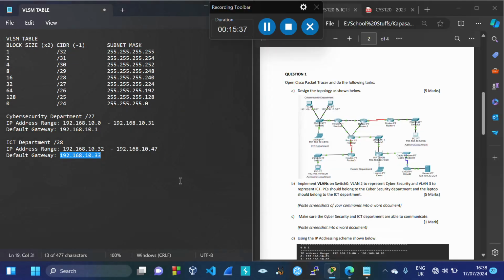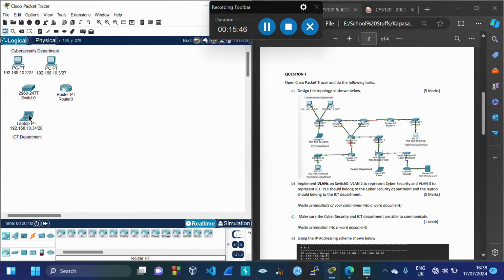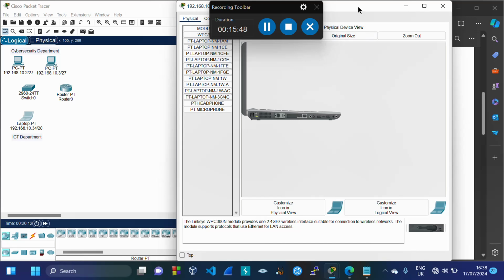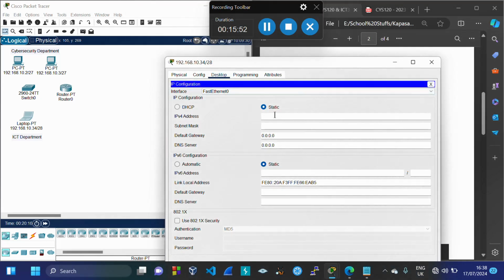So the mask of a /28, we are saying it's 240. If the mask is 240, when configuring this laptop in IP configuration, we need to put that information. So we are saying it's 240, that's the mask, then default gateway .33. So here we've done with our configurations.